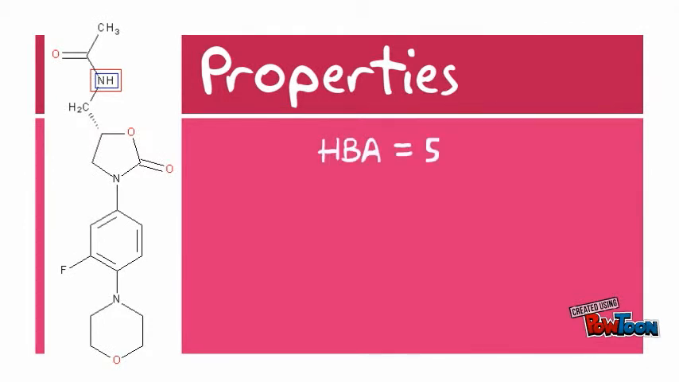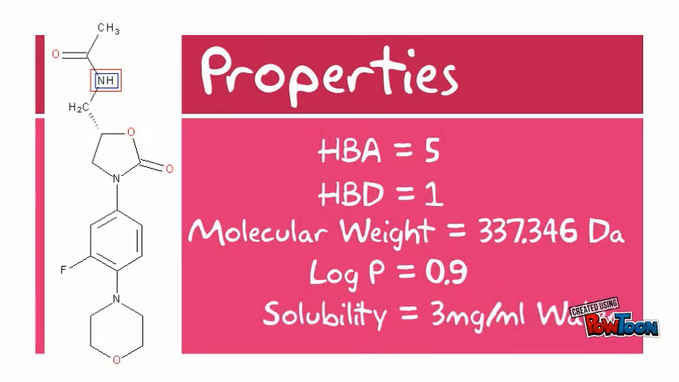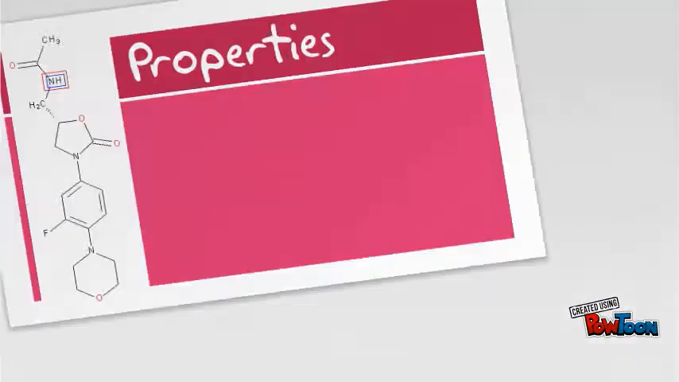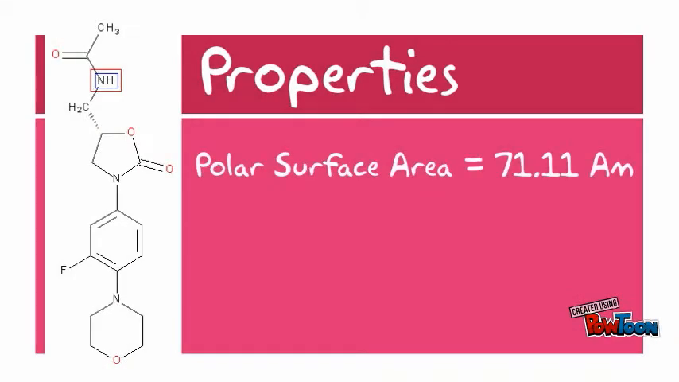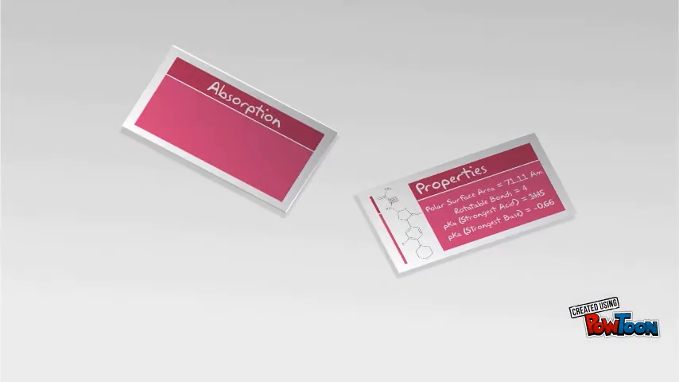The properties of linezolid include 5 hydrogen bonding receptors shown in red, 1 hydrogen bond donor shown in blue, a molecular weight of 337.346 daltons, and a log P value of 0.9. These properties also include a water solubility of 3 mg per milliliter, polar surface area of 71.11 angstroms, rotatable bonds, a pKa value of 14.45 at its strongest acidic form, and a pKa value of -0.66 at its strongest basic form. Not only does it have all these properties, but it also obeys Lipinski's rule of 5, which is one of the reasons why it is so commonly used as a treatment for MRSA.